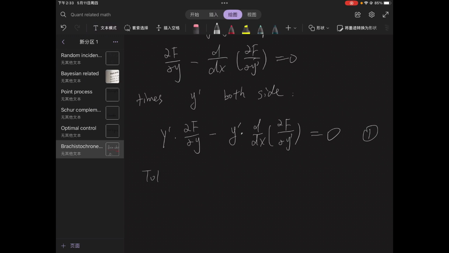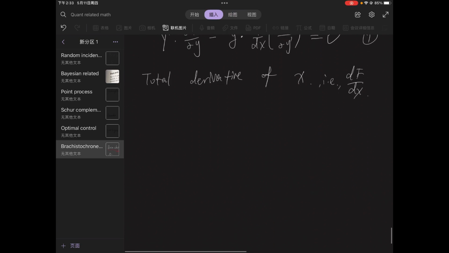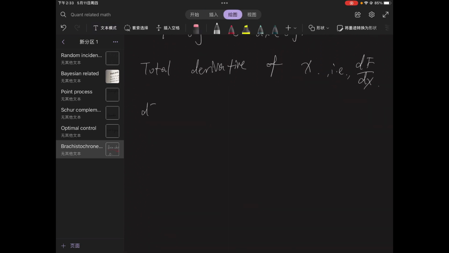So what is the total derivative of f with respect to x, i.e. df/dx? What does that equal to? Let me write that down. This is equal to the partial derivative of each component, right? It's partial f partial x plus partial f partial y times partial y partial x plus partial f partial y prime times partial y prime partial x.